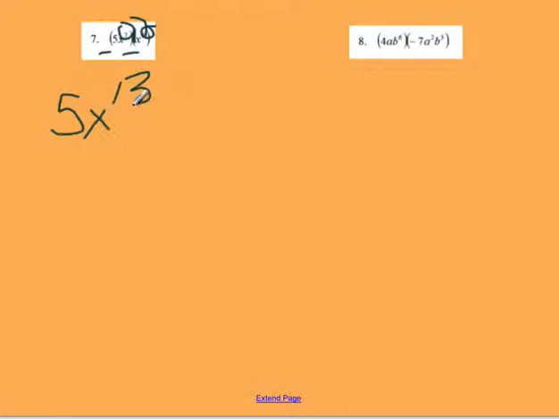Taking a look at number 8. For number 8, we're going to multiply our coefficients. 4 times a negative 7. 4 times a negative 7 is going to give me a negative 28. Again, multiplying coefficients right now and adding exponents. So now this a has an a to the first on it, even though we can't see it. So then a to the first times a squared, we're going to add those exponents. 1 plus 2 is 3. B to the 6 times b to the third, add those exponents. 6 plus 3 is 9. So that right there is your final answer.